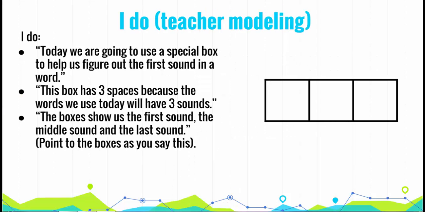The first portion of this lesson is the I do. Here you will model the skill for the students, thinking aloud as you do. Begin by explaining that you will be using the acronym box, which helps to break words apart into sounds. For this lesson, you will only use CVC words, which have 3 sounds. Explain the purpose of the acronym box and how it will be used during this lesson.